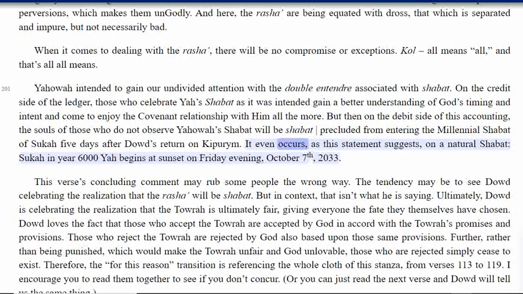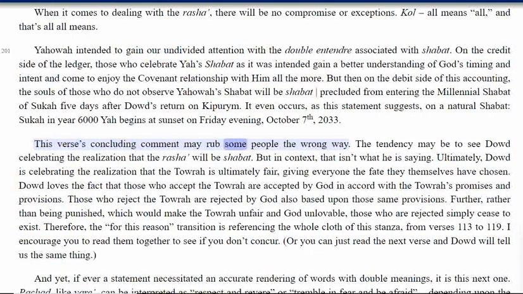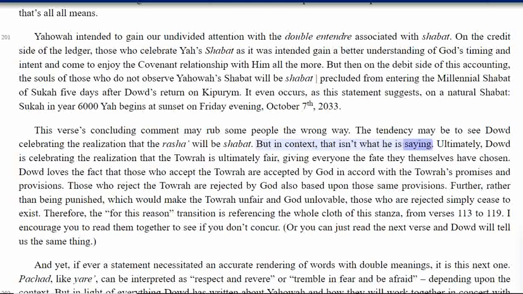It even occurs, as this statement suggests, on a natural Shabat. Sukkah in year 6000 begins at sunset on Friday evening, October 7, 2033. This verse's concluding comment may rub some people the wrong way. The tendency may be to see Dowd celebrating the realization that the Rasha will be gone. But in context, that isn't what he is saying.